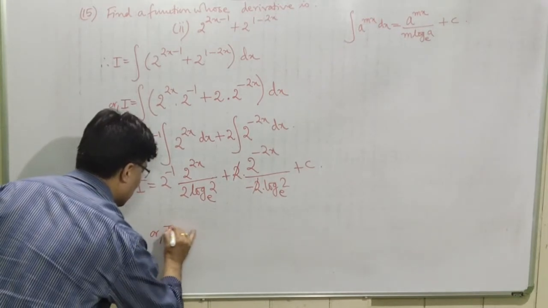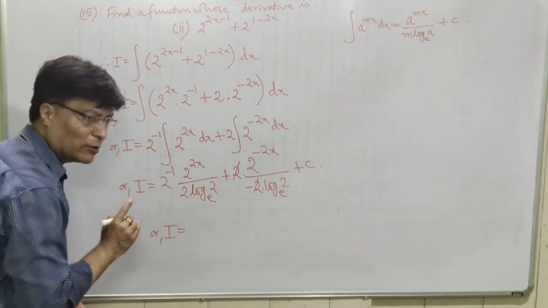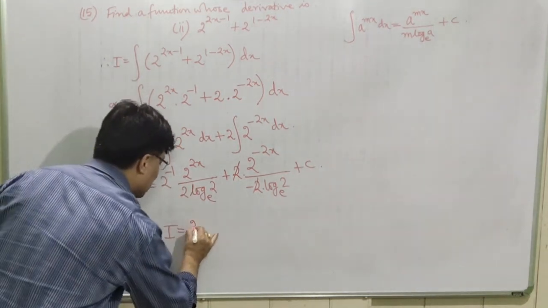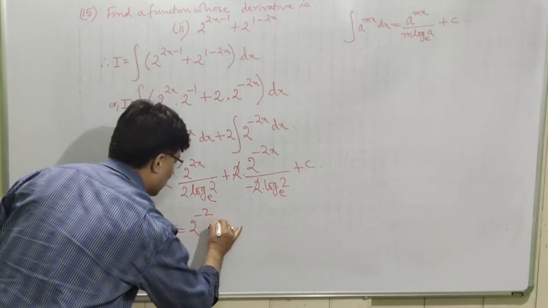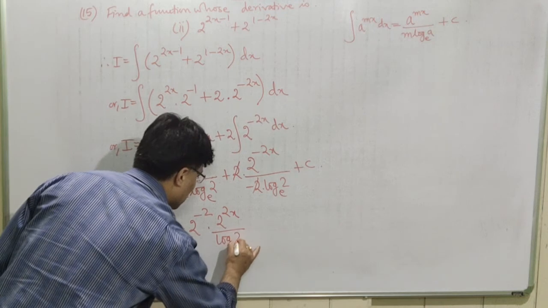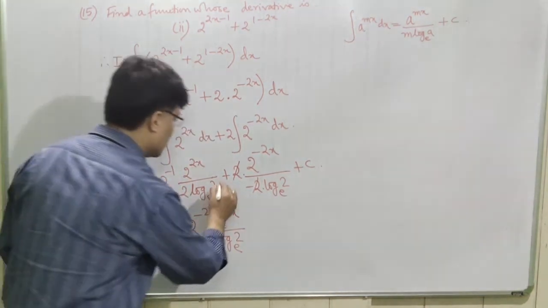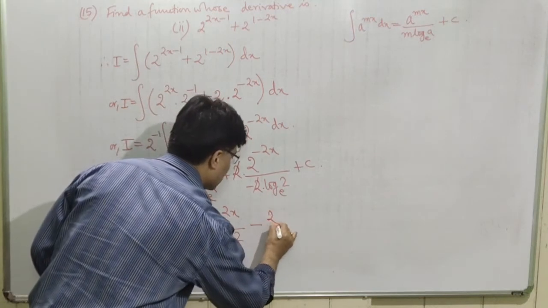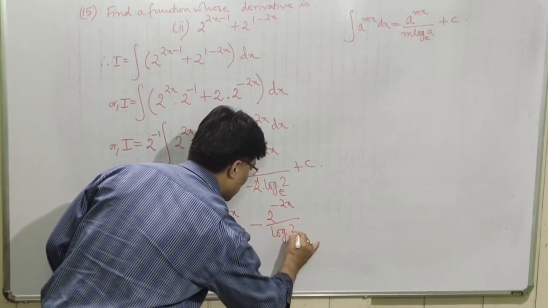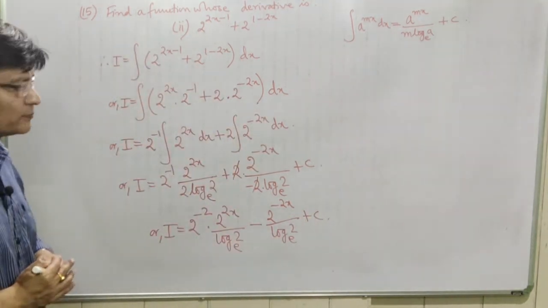I is equal to, now when this 2 goes up in the numerator, it becomes 2 to the power minus 1. You can simplify it with 2 to the power minus 1, that is 2 to the power minus 2 will be there. 2 to the power 2x divided by log 2 base e. Is that clear? Next, minus 2 to the power minus 2x divided by log 2 base e. Then you can write plus c.